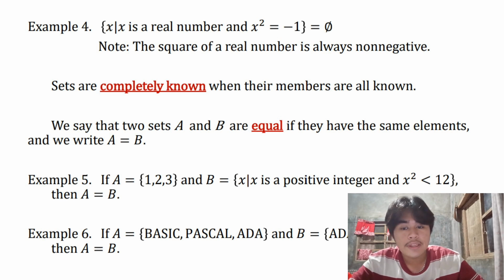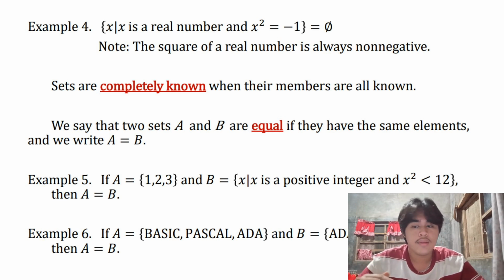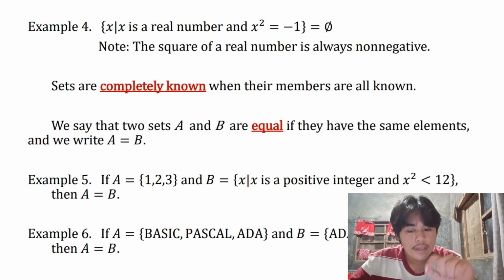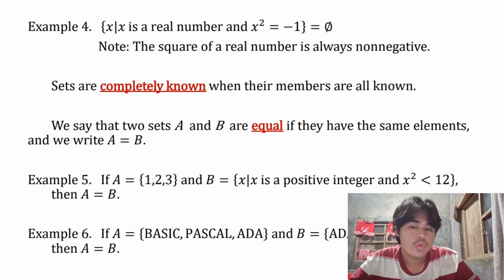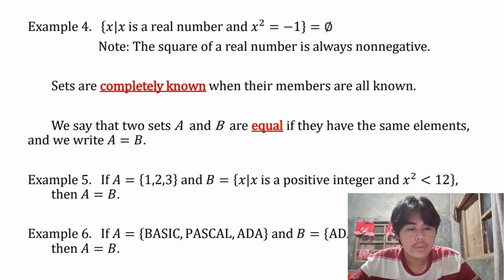Sets are completely known when their members are all known. We say that two sets A and B are equal if they have the same elements, and we write A equals B. If A equals {1, 2, 3} and B equals {x | x is a positive integer and x squared is less than 12}, then 1 squared is 1, 2 squared is 4, and 3 squared is 9. So we can all agree that A is equal to B.